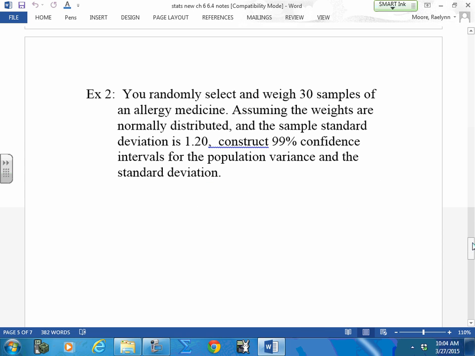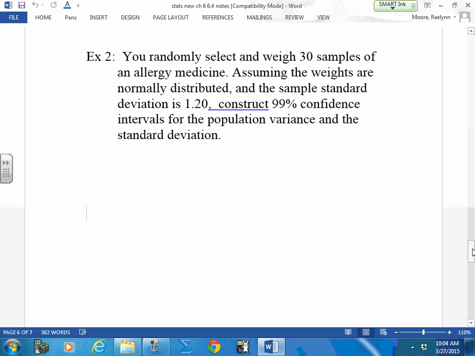So let's try one. If you kindly look at page 333, we are going to do a confidence interval. You're going to randomly select and weigh 30 samples. So we're going to pull this information out. 30 samples, assuming that the weights are normally distributed, with the sample standard deviation, that's just a plain s. We're going to construct a 99% confidence interval for the population variance and the population standard deviation.